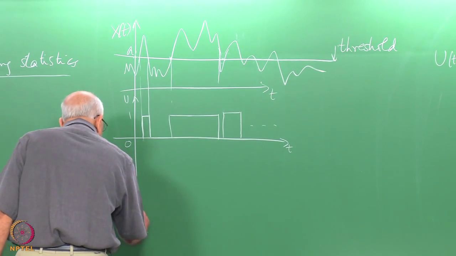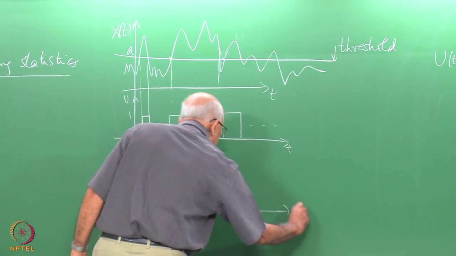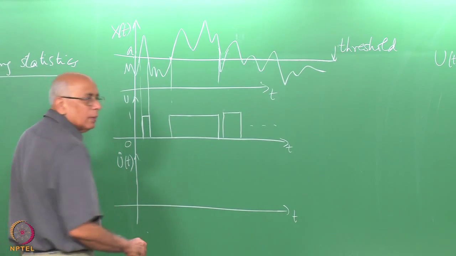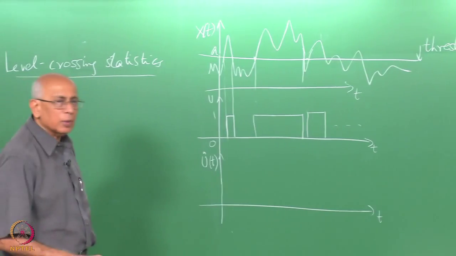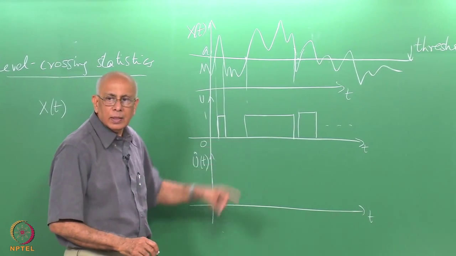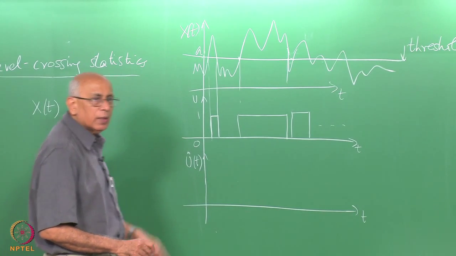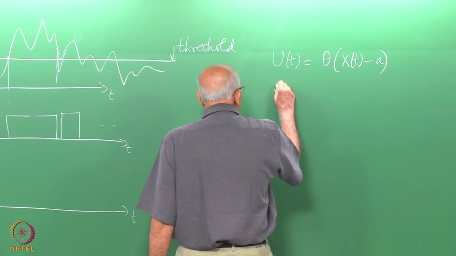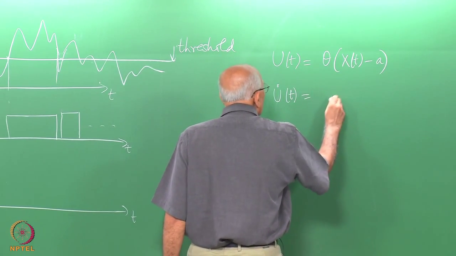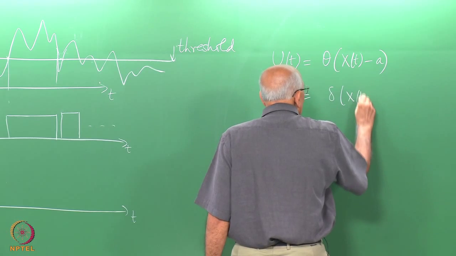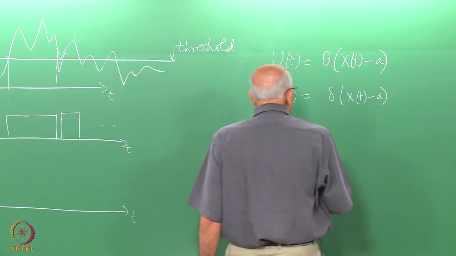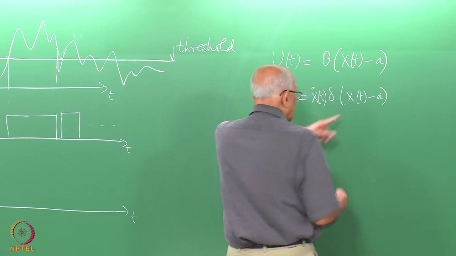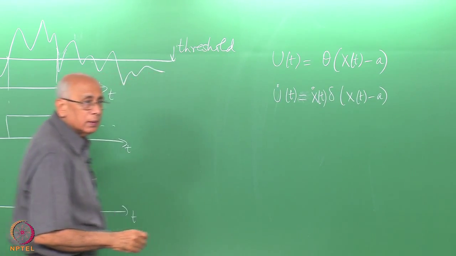So it's convenient to plot not u, but u dot of t. Can you imagine formally differentiating this process? Of course, these are all singular quantities, but you can differentiate a step function to get a delta function, right? Then u dot of t equal to a delta function of x of t minus a, but it's got an x dot of t also, because you have to differentiate this quantity. Okay.